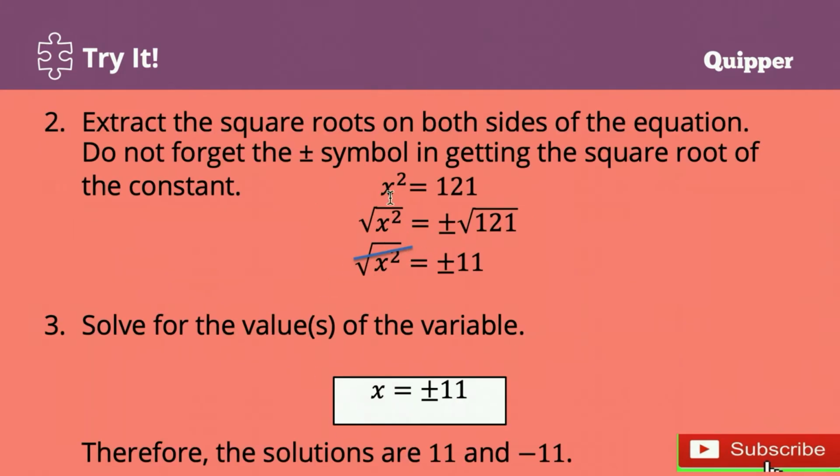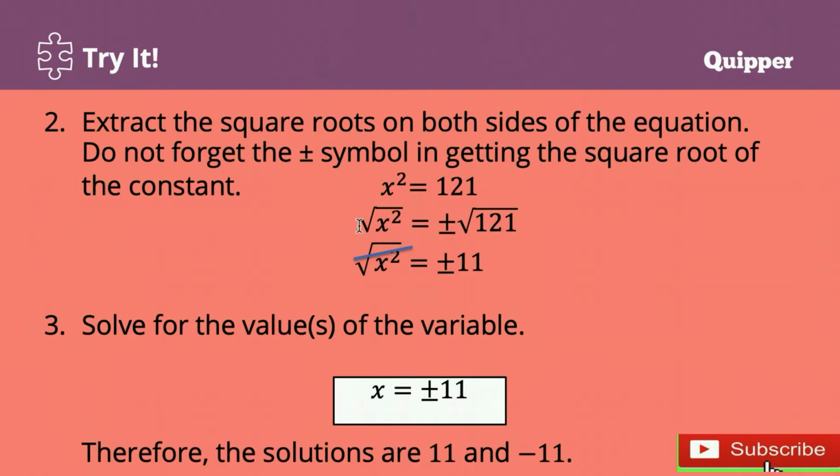Number 2, extract the square roots on both sides of the equation. And do not forget to write the positive and negative sign in getting the square root of the constant. So the last equation is x squared is equal to 121. Now, let's extract the square roots on both sides. We have square root of x squared is equal to the positive and negative square root of 121.